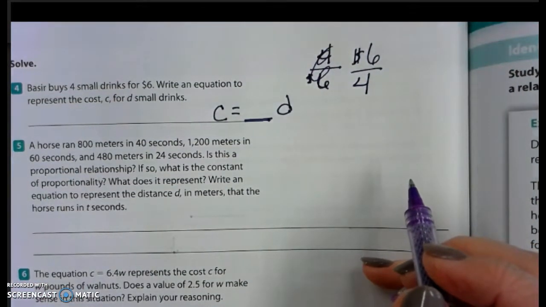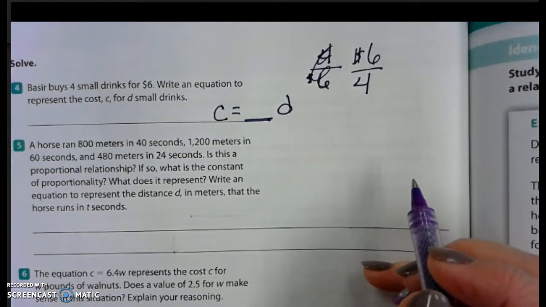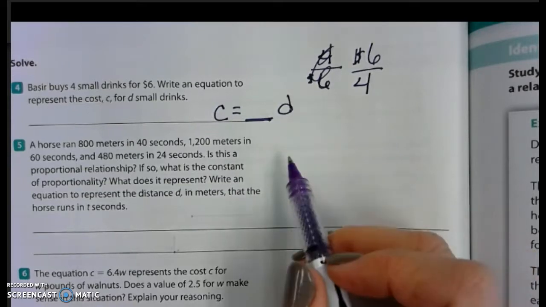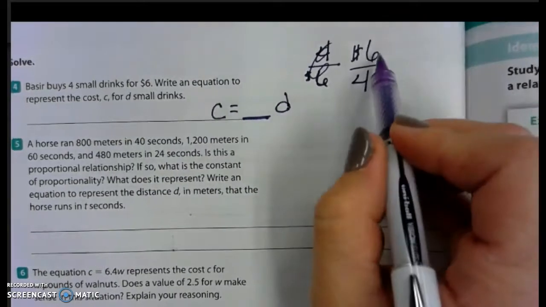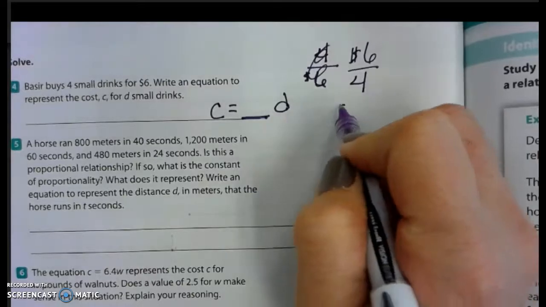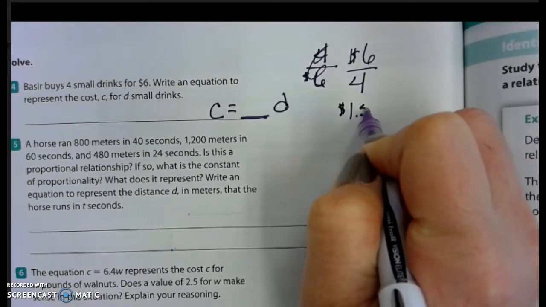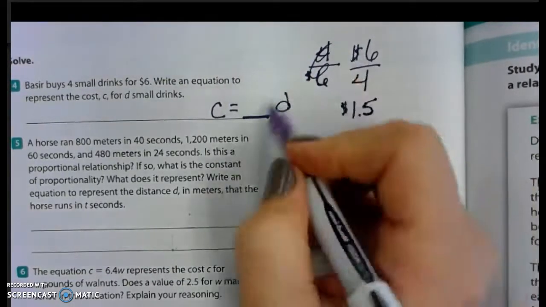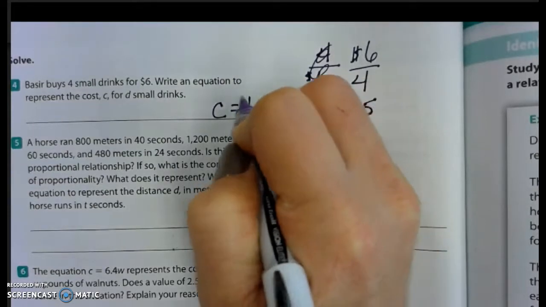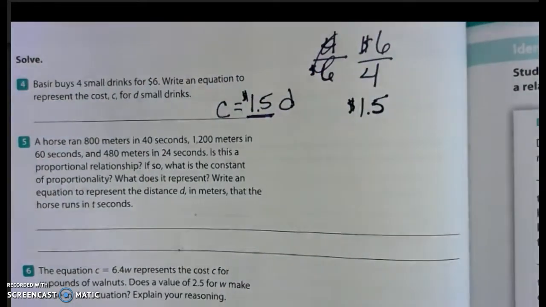We need to find a unit rate or a cost per drink so that we can multiply. So when we divide 6 by 4, we get 1.5. So we would plug in that constant of proportionality and get the total cost is equal to 1.5 or $1.50 times the number of drinks you buy.